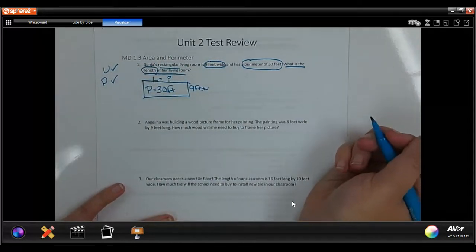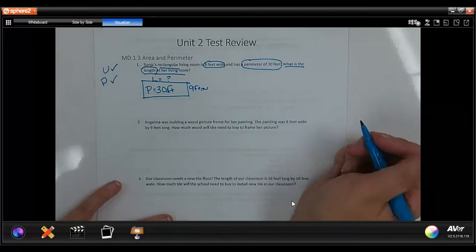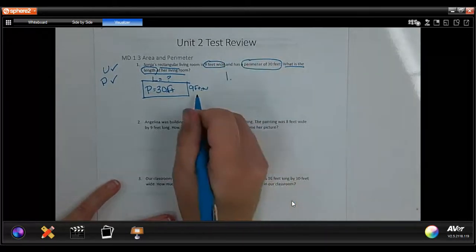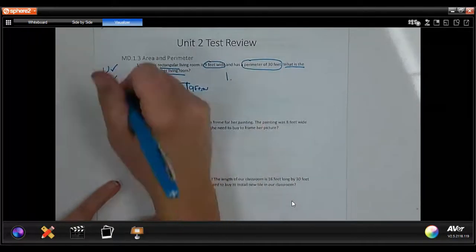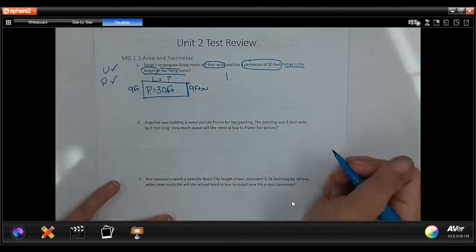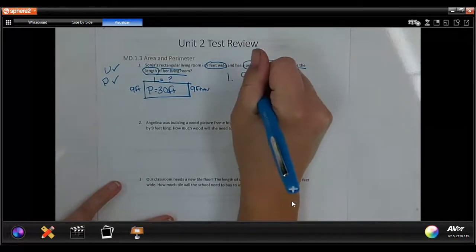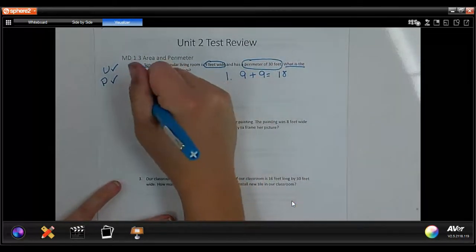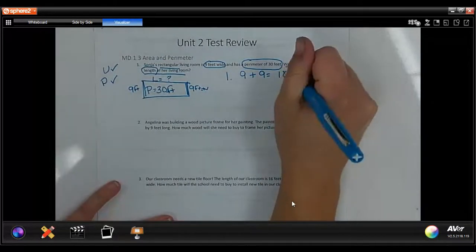So now I'm going to follow the 3 steps that I use when I have to find a missing side. So the first thing I'm going to do is add the sides I know. So if this side is 9 feet, that means this side must also be 9 feet. So I'm going to do 9 plus 9 equals 18. So this side plus this side is equal to 18 feet.